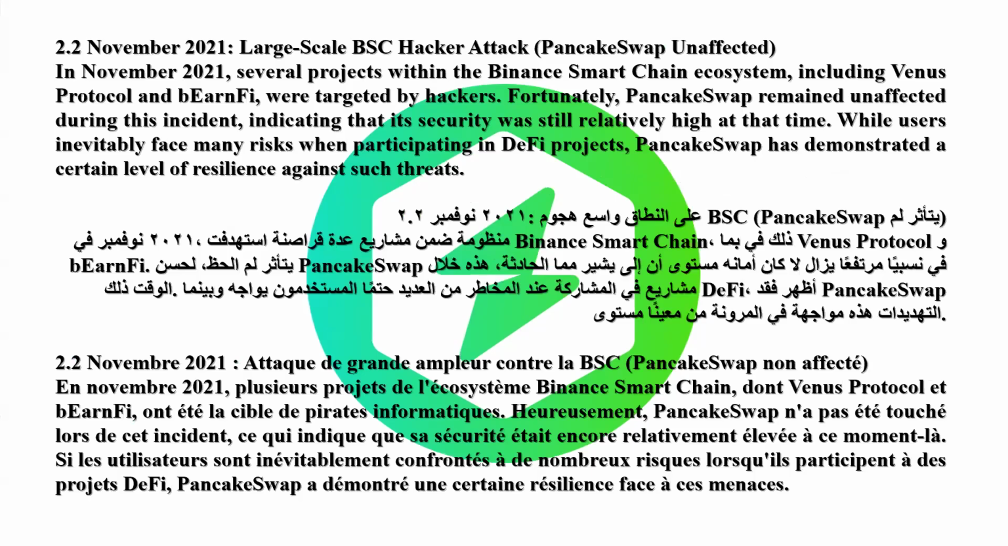Another case, November 2021, large-scale BSC hacker attacks, where PancakeSwap was unaffected. In November 2021, several projects within the BSC ecosystem, including UNS protocol and BEARN, were targeted by hackers. Fortunately, PancakeSwap remained unaffected during this incident, indicating that its security was still relatively high at the time. Okay, that was four years ago.